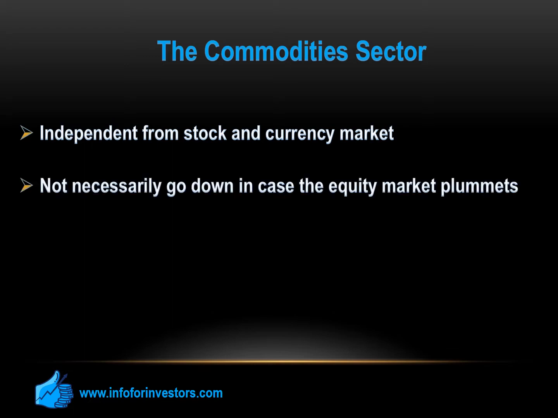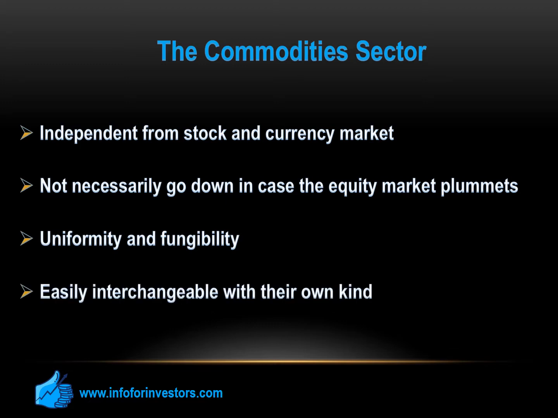Other distinct qualities of commodities are their uniformity and fungibility. Since the commodities are not uniquely identifiable, they are easily interchangeable with their own kind. Gold is gold and crude oil is crude oil, regardless of the country where they are mined. Although there are some differences in their quality, particularly in oil and agricultural products, they are graded and classified. Grading and classifying them in specific types ensures that their characteristics remain tolerably uniform and therefore fungible.